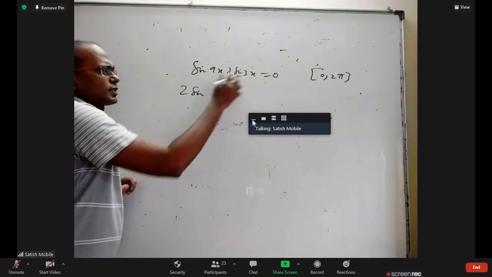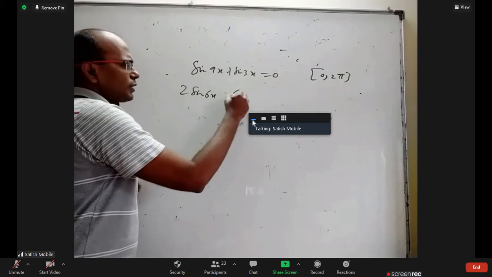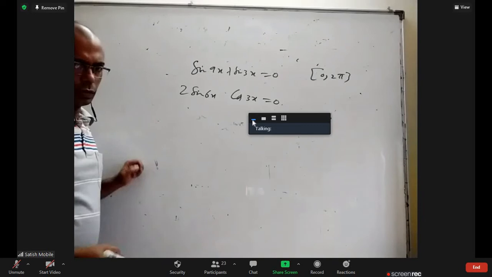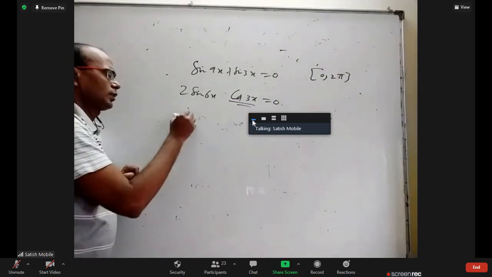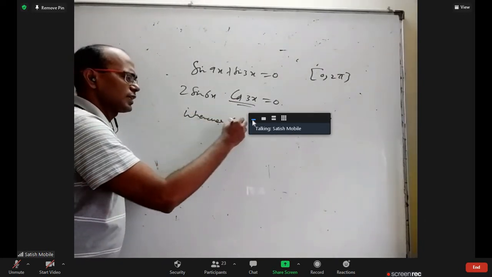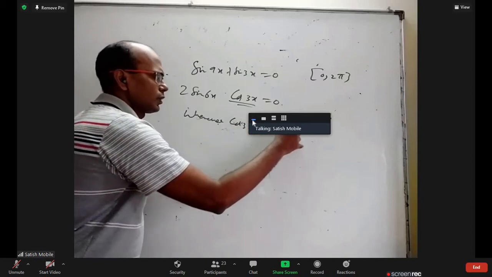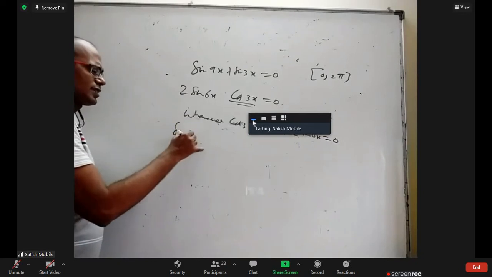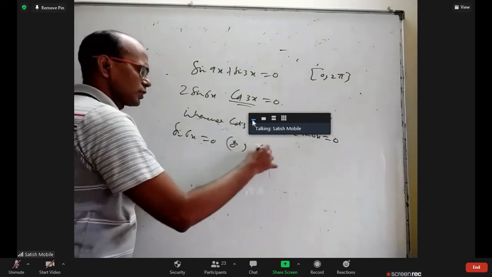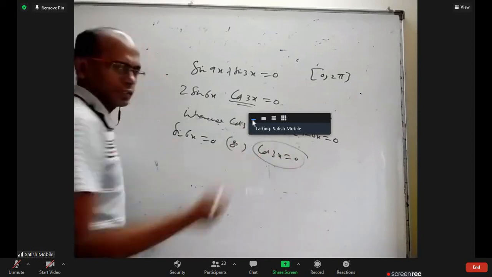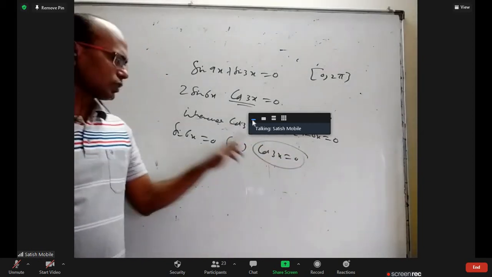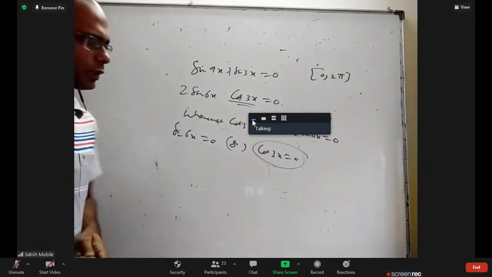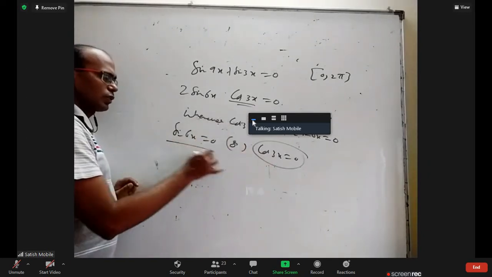When you take (9x plus 3x) by 2, that is 6x. (9x minus 3x) by 2 is cos 3x equal to 0. But I don't think I have to solve this. Whenever cos 3x is 0, then sin 6x is also 0. So normally you will get two cases, sin 6x equal to 0 or cos 3x equal to 0. But I don't have to check this because whenever it is 0, this is also 0. So while writing the solutions, those of this are included. That's why I will calculate only for this.